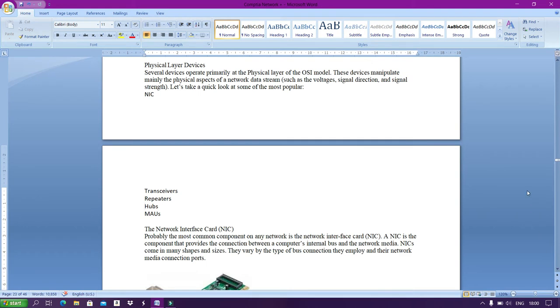Physical layer devices. Several devices operate primarily at the physical layer of the OSI model. These devices manipulate mainly the physical aspects of the network stream, such as voltages, signal direction, and signal strength. Let's take a look at some of the most popular: NIC (network interface card), transceivers, repeaters, hubs, and multi-MAUs.